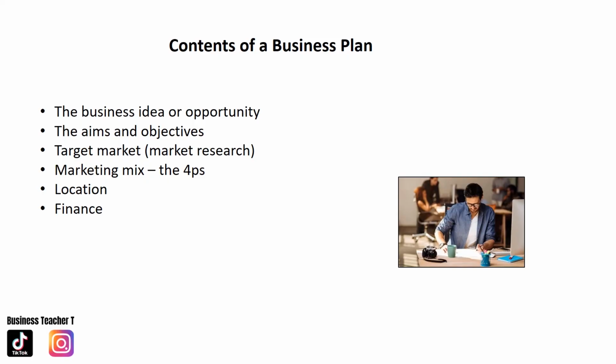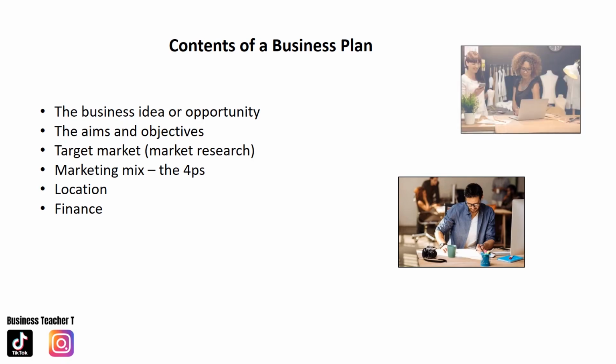So that's the 4 Ps: product, price, place, promotion. How will the business sell their products? Using the 4 Ps. Location. This is where the business will be located and why. Finance. This would include the setting up of the business.